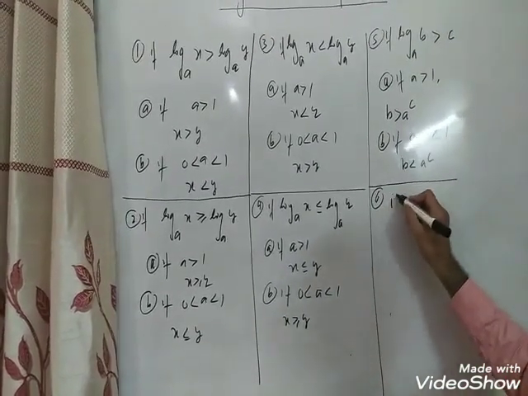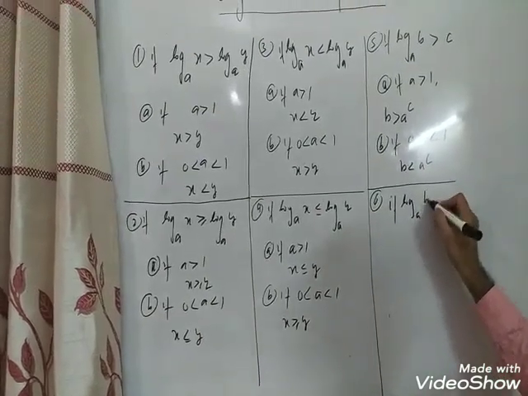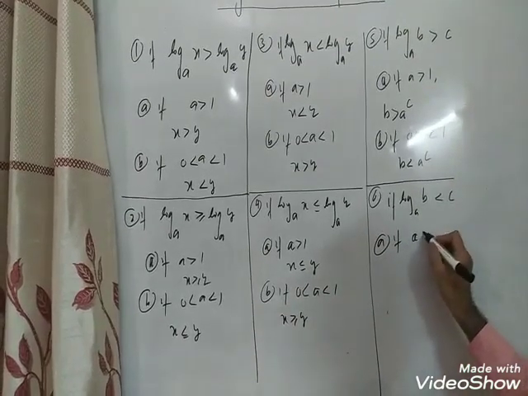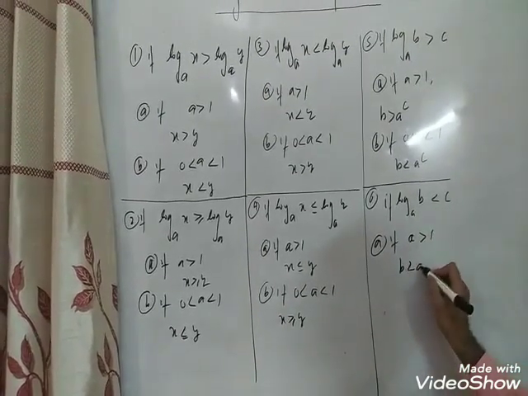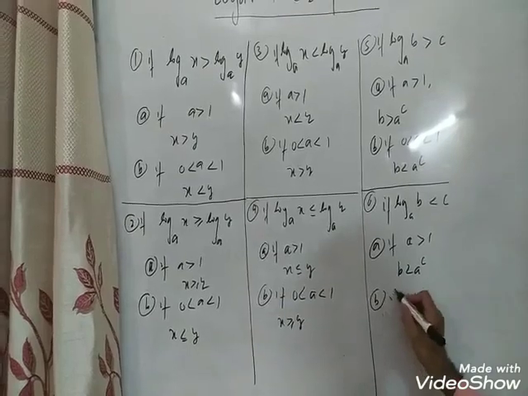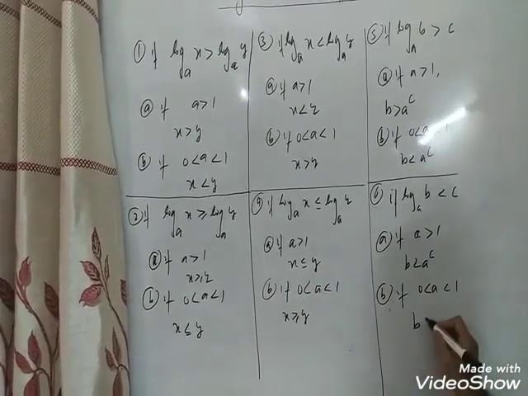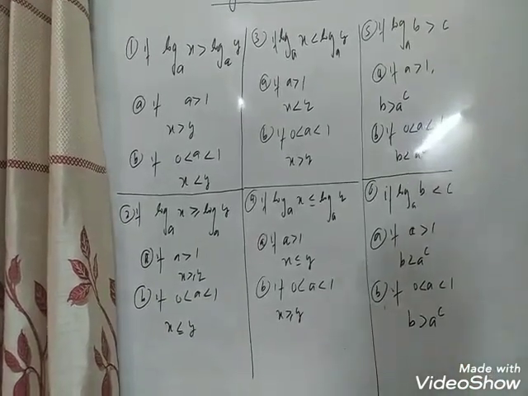Sixth case, if log a b is less than c, first, if a is greater than 1, then there is no change in the inequality, and if a is less than 1 and greater than 0, then the inequality will change, and it will be a to the power c.